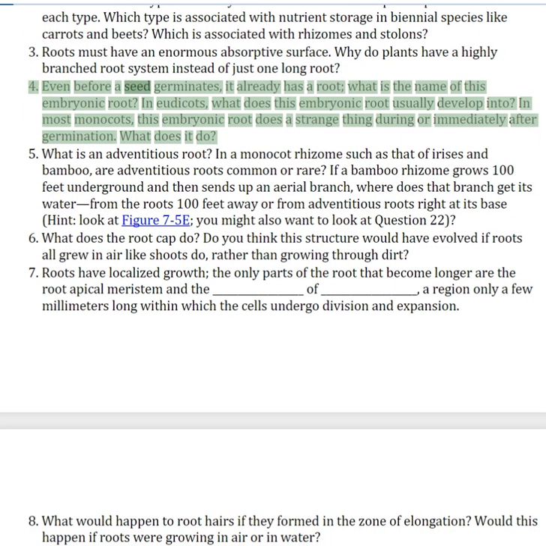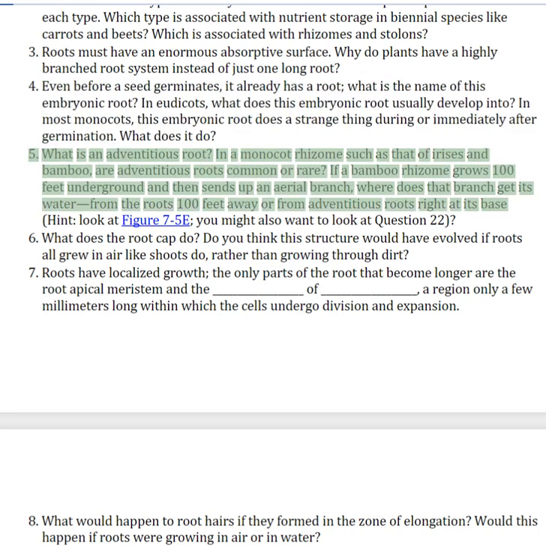4. Even before a seed germinates, it already has a root. What is the name of this embryonic root? In eudicots, what does this embryonic root usually develop into? In most monocots, this embryonic root does a strange thing during or immediately after germination. What does it do?